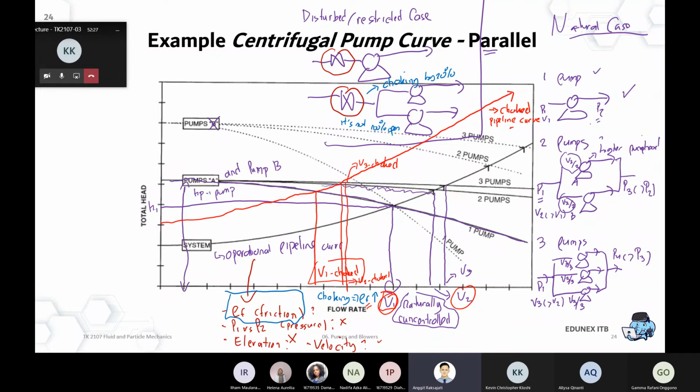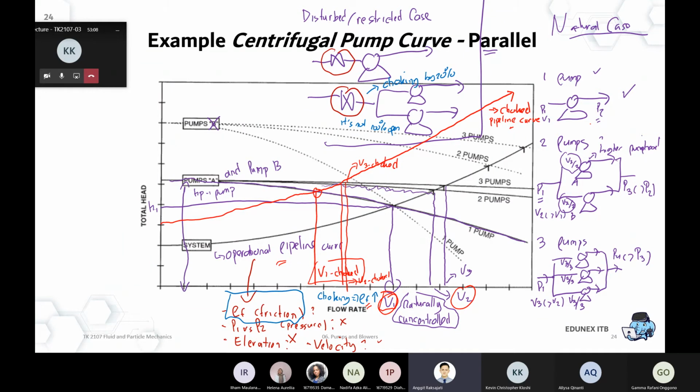So when Kevin said that you put the valve to reduce the flow rate, that's actually happening because the intersection shifts. The balance between the pipeline curve and the pump curve shifts. Okay, because you add a new restriction, you add more pressure drop, you add more friction. That means the operational pipeline curve increases. So now the control or the choke flow rate gives you the new balance. That will be your smaller flow rate happening in the restricted case.